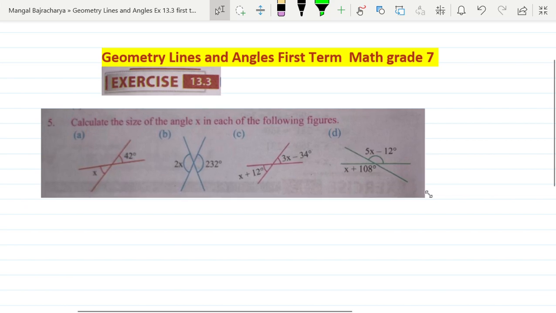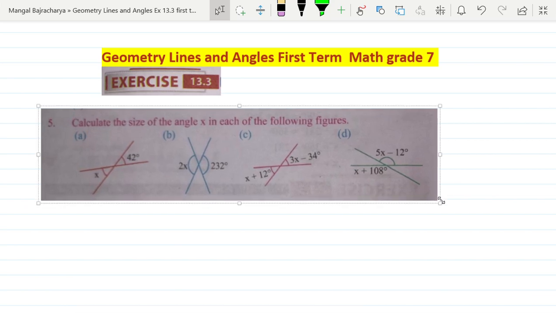What is said here is calculate the size of angle x in each of the following figures. These examples are all for vertically opposite angles. So we need to know first what we mean by vertically opposite angles. If any two lines intersect, then the angles formed on opposite sides, a pair of angles which form on opposite sides, that pair of angles we call vertically opposite angles.